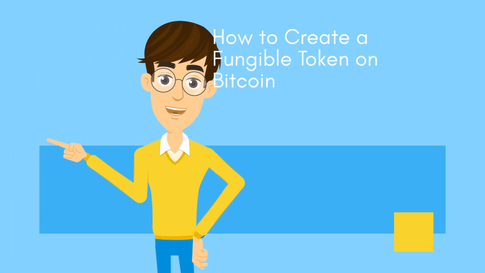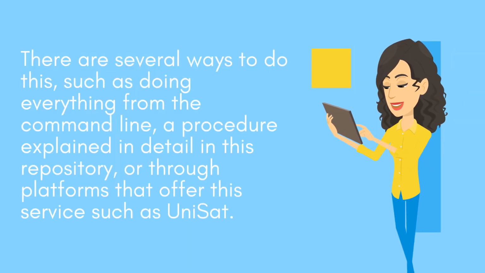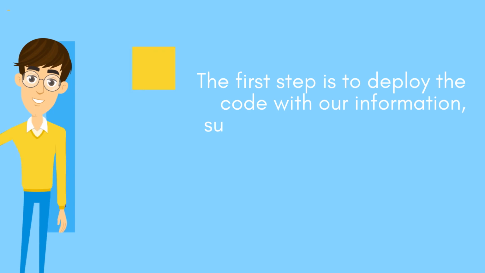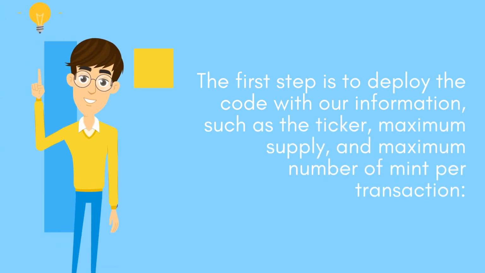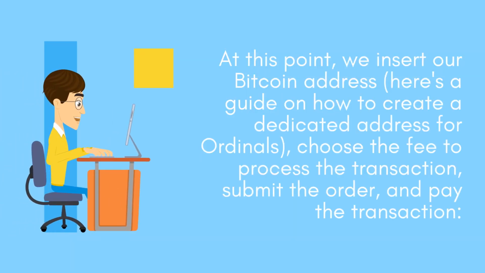How to create a fungible token on Bitcoin? There are several ways to do this, such as doing everything from the command line, a procedure explained in detail in this repository, or through platforms that offer this service such as Unisat. The first step is to deploy the code with our information, such as the ticker, maximum supply, and maximum number of mint per transaction. At this point, we insert our Bitcoin address. Here's a guide on how to create a dedicated address for Ordinals. Choose the fee to process the transaction, submit the order, and pay the transaction.